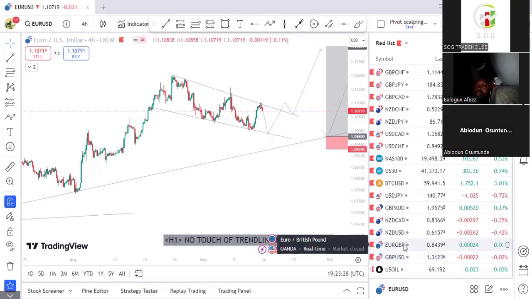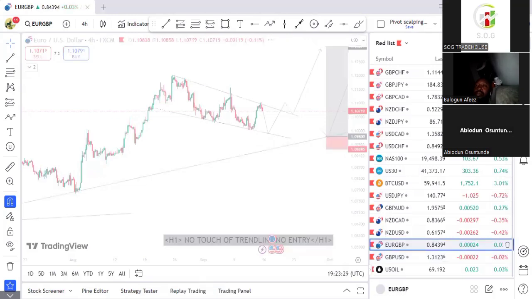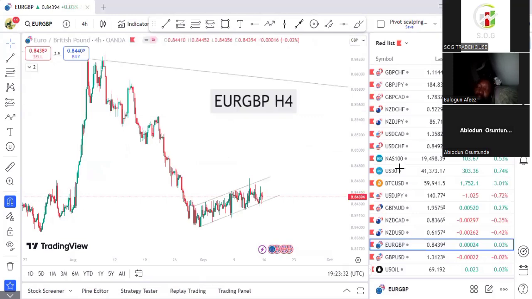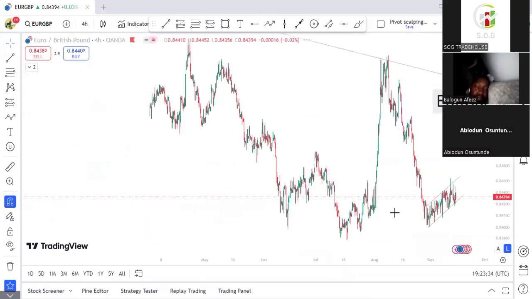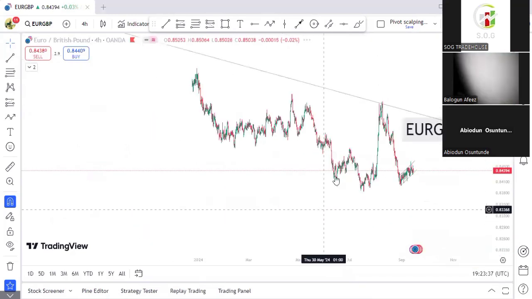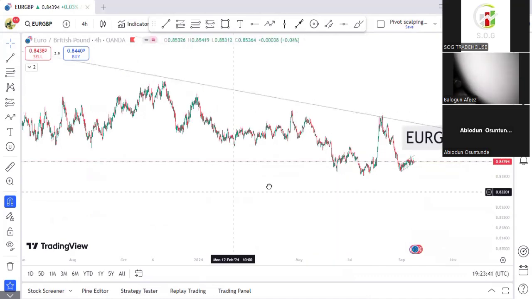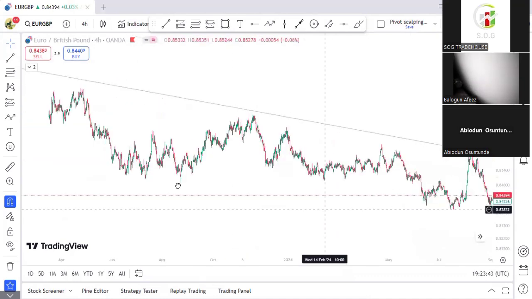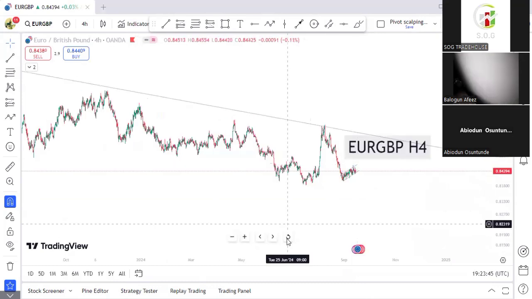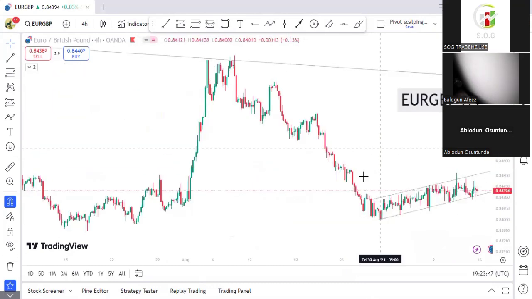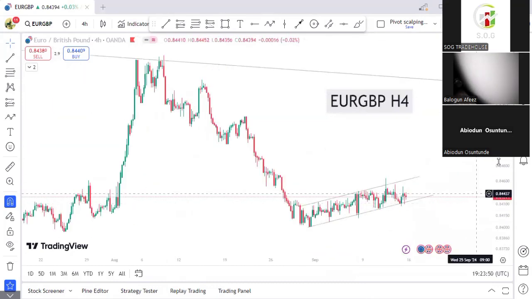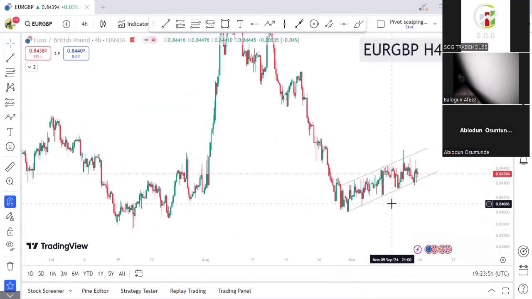So next on my list is Euro GBP. So Euro GBP on the daily time frame. This one I'll just explain the chart because there is nothing much to do here because it's just the same thing as Euro USD, just a trade giving us a flag pattern too.